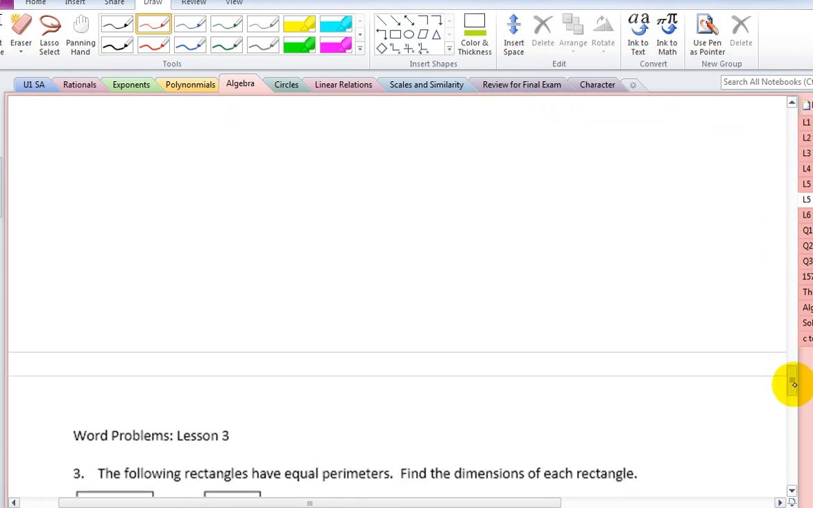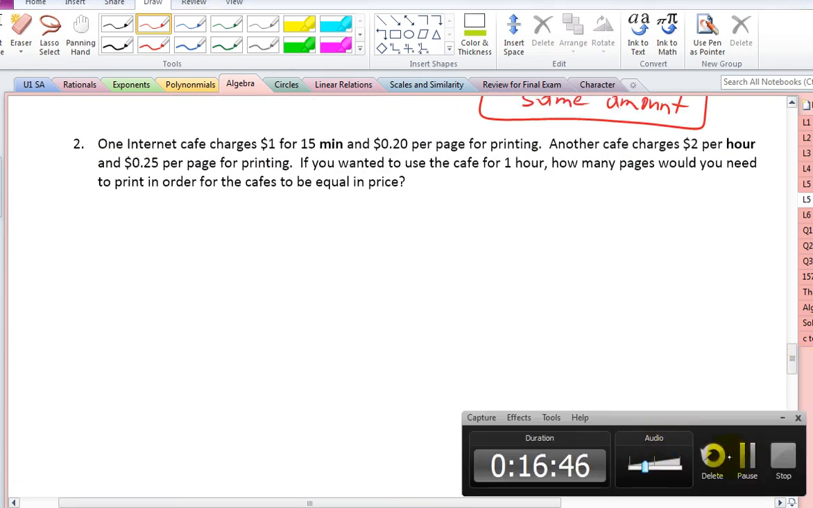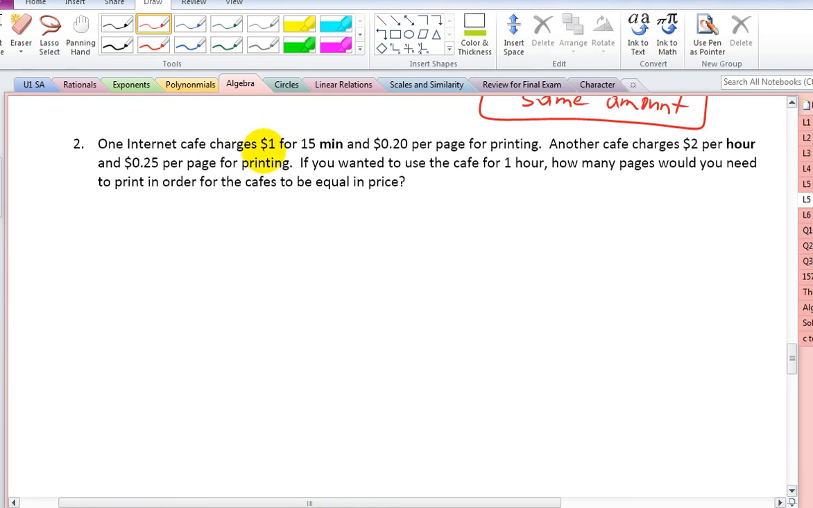Okay, read the next question. Next question's pretty challenging. Weird about this is that it's $1 for 15 minutes, 20 cents per page, no big deal. But the other one's $2 per hour. Weird. But then they go and 25 cents per page. But if you read the question, both of them you're only going to use for an hour.